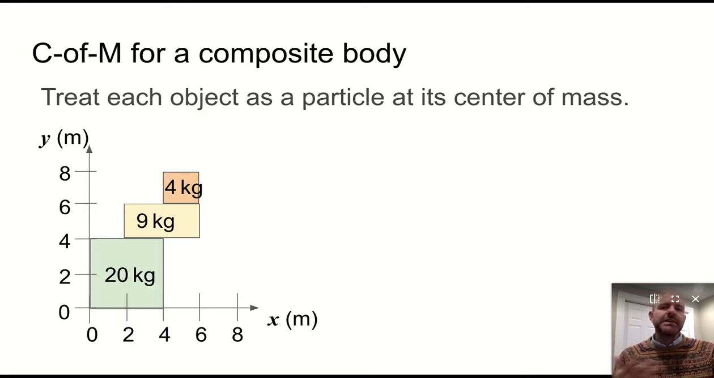So what about something that's a composite body? Well, here we have 3 blocks stacked on each other. They're all individually uniform density, so it's pretty easy to say that the center of mass of each of them is just in the middle. The 20 kilogram block has its center of mass at 2, 2, the 9 kilogram at 4, 5, XY pairs, and the 4 kilogram at 5, 7.